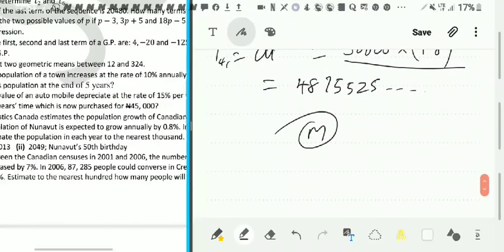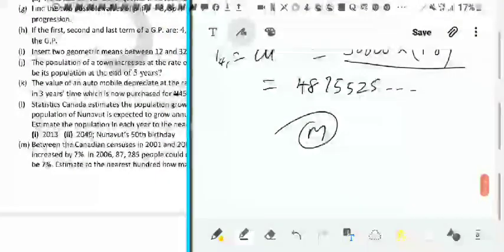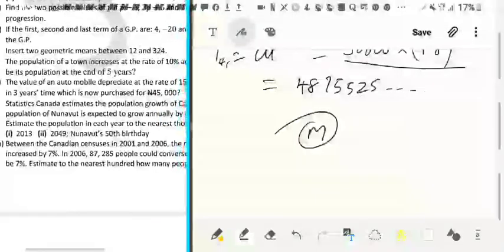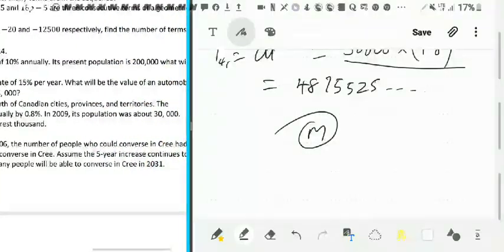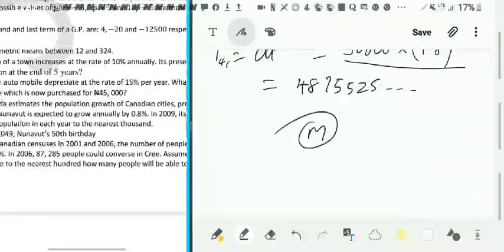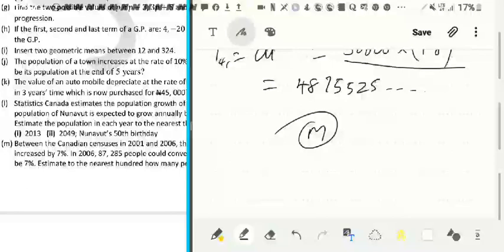Final question for me. Between the Canadian censuses in 2001 and 2006, okay? So there was a census carried out in Canada between 2001 and 2006. The number of people who could converse in Cree had increased by 7%.